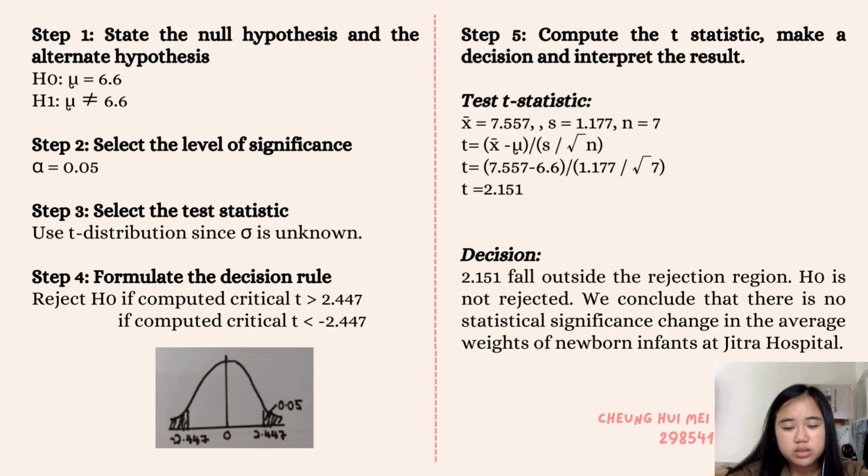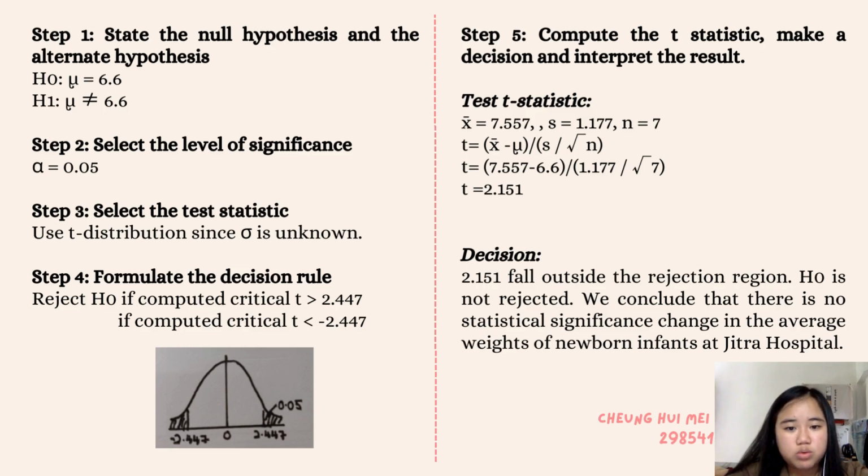To solve question D, step 1, the null hypothesis is population mean equal to 6.6. The alternative hypothesis is the population mean is not equal to 6.6. Step 2, the level of significance is equal to 0.05. Step 3, we will use the t-distribution since sigma is unknown. Step 4, we will reject the H0 if computed T is more than 2.447 or if computed T is less than negative 2.447.